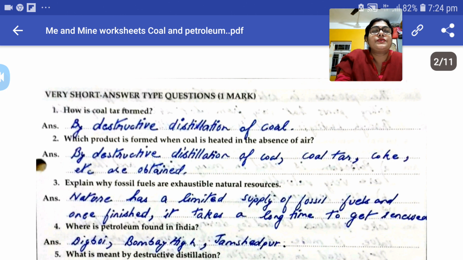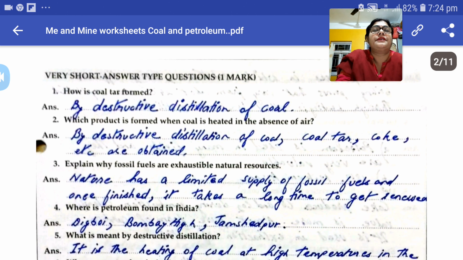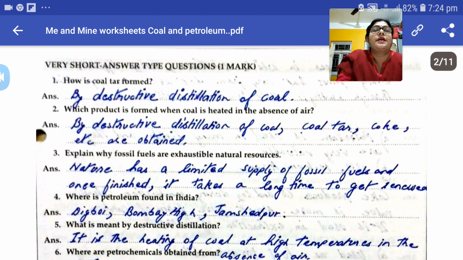Today we are going to discuss the question answers of the worksheets from the chapter Coal and Petroleum. Okay, so let us discuss the very short questions. How is coal formed? How is coal tar formed? So coal tar is formed by the destructive distillation of coal.